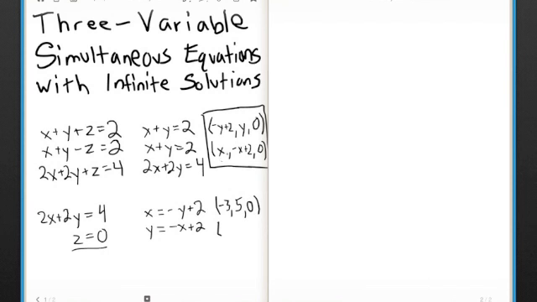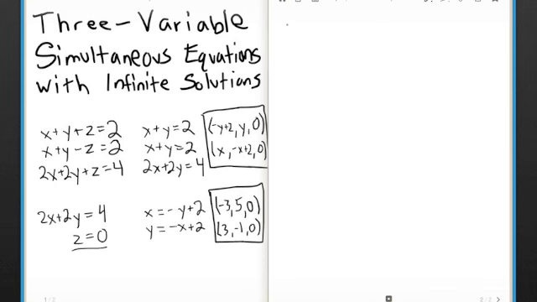Now, if we start with x, in this one, say x is 3, we can find another possible solution. Y will be negative 3 plus 2, which is negative 1, and z will be 0. So here we have two possible solutions. Again, there are an infinite number because we could start with any number for y or any number for x. But these are the ordered pairs. One of these is what you want to come up with if you have a simultaneous equation with infinite solutions.